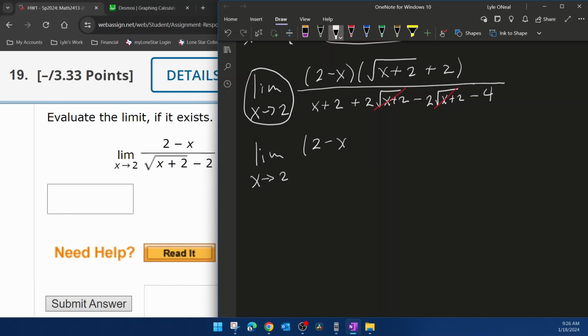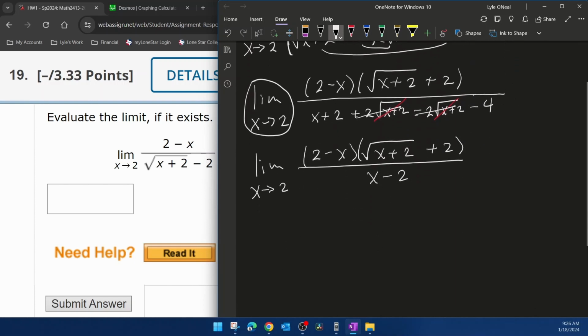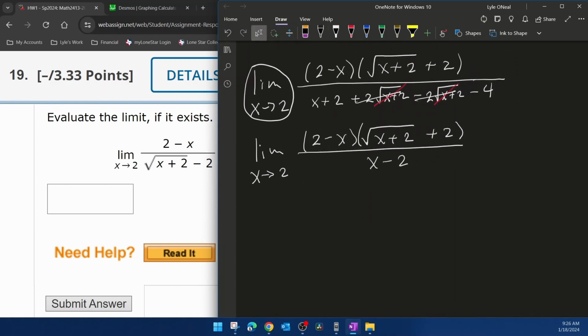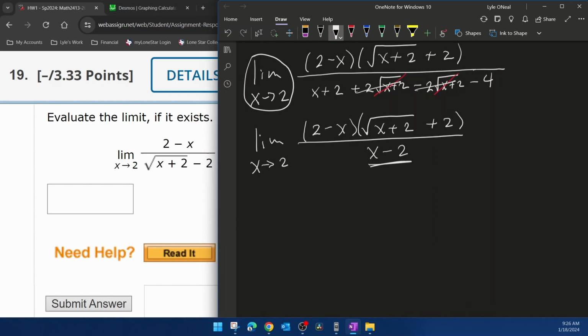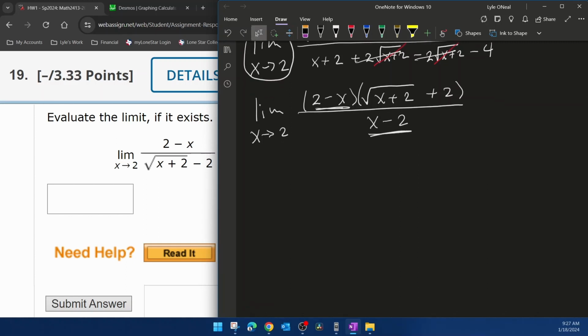So we have 2 minus x multiplied by square root of x plus 2 plus 2. That's our numerator. And now in the denominator, since these are gone, we have x plus 2 minus 4, which would simply be x minus 2. And I had to scroll back up to make sure I copied that right. Notice that this x minus 2 is almost the same as 2 minus x, except they have the opposite sign. And I know how to deal with that too.